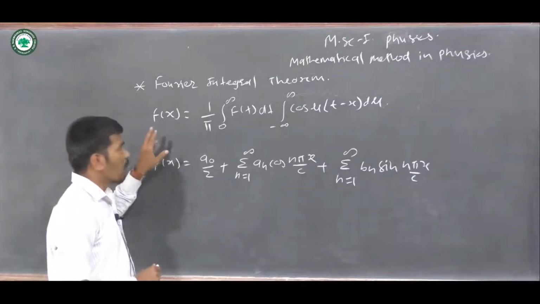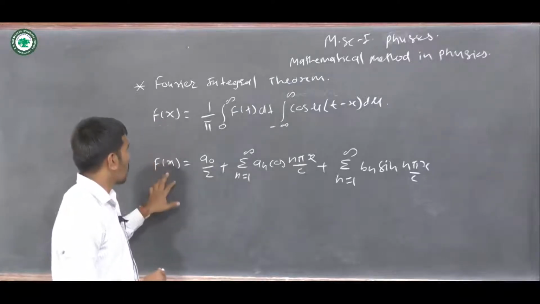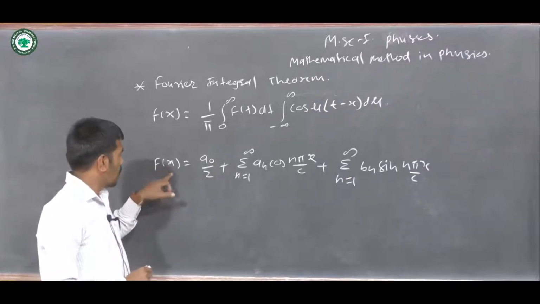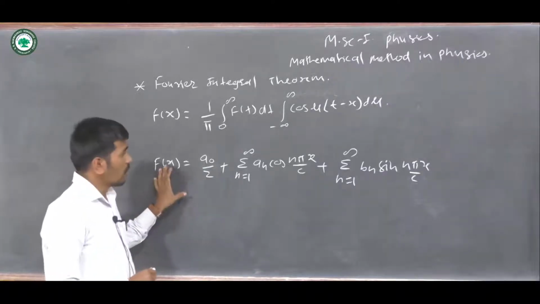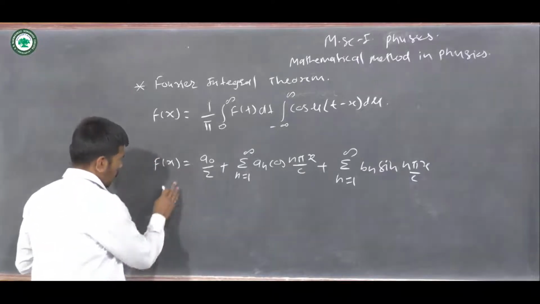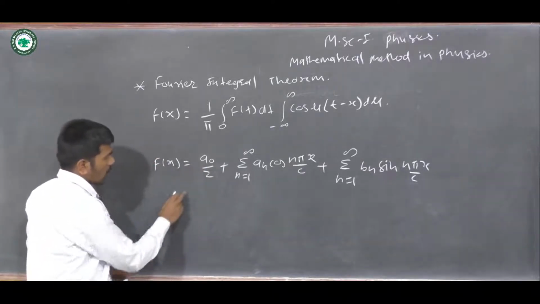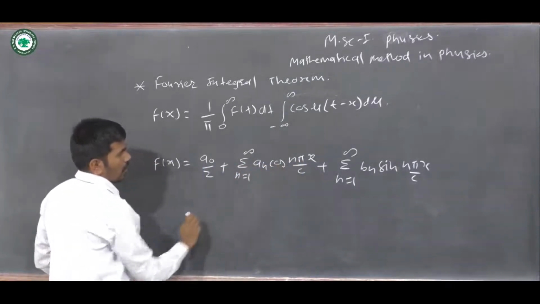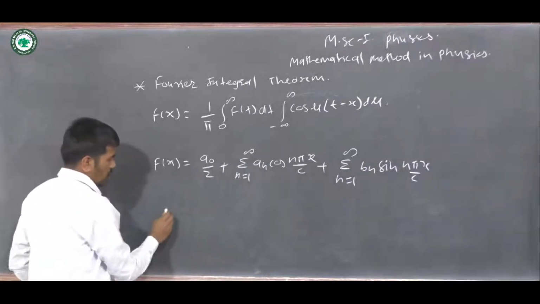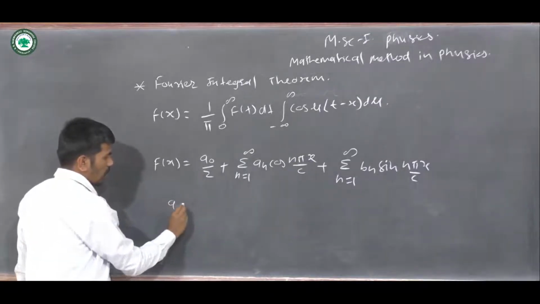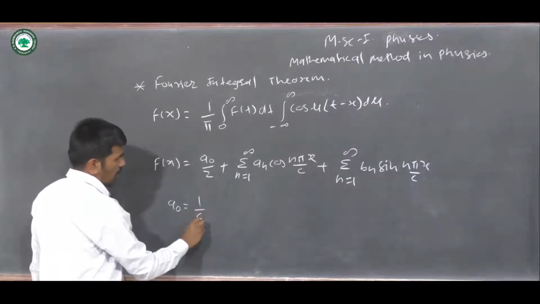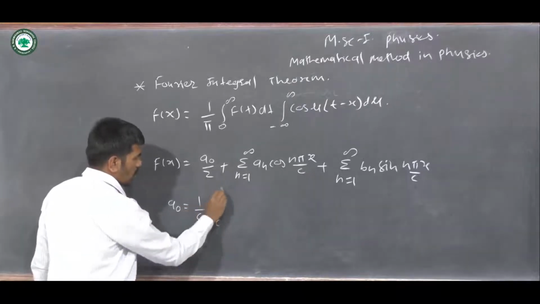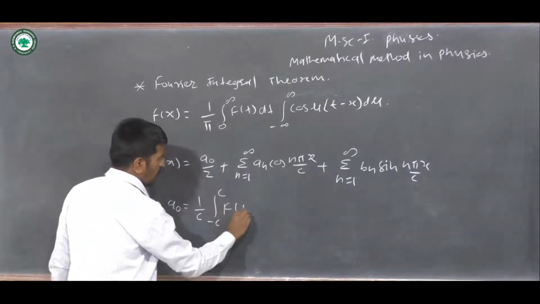Okay, so this f of x may be non-periodic, and when we expand the function by using this Fourier series, then the function is periodic. Here we know the Fourier constants. So here x is a variable, and the interval we take is minus c to plus c. Okay, so Fourier constants we know very well, that is a naught is equal to 1 over c, this c is an arbitrary constant, integration from minus c to plus c of f of t dt.